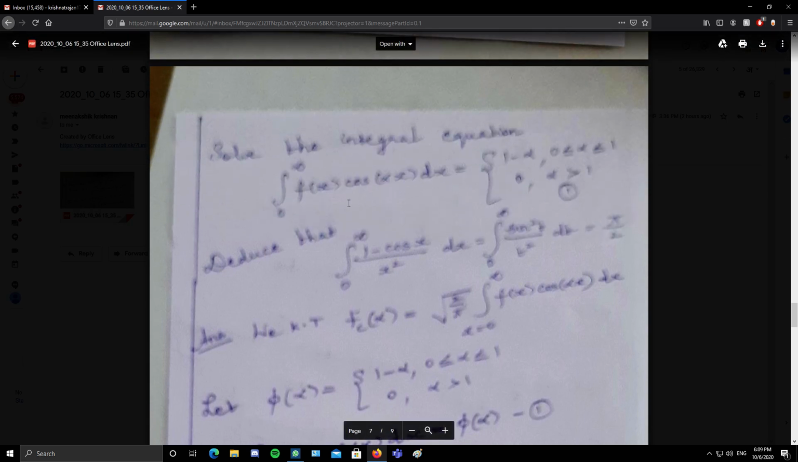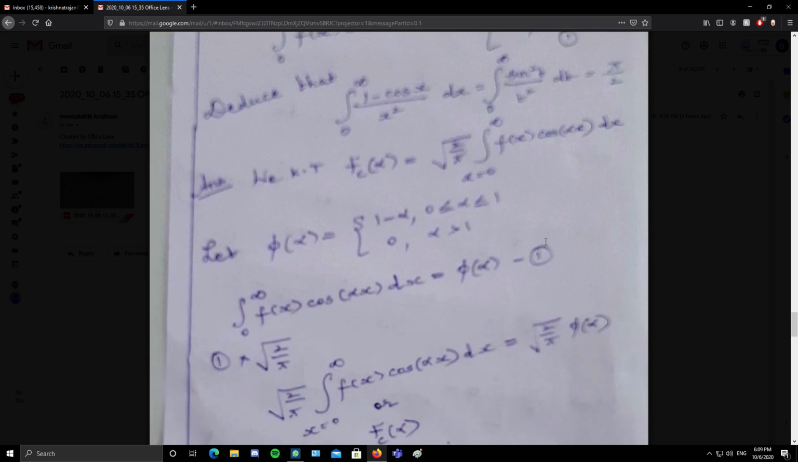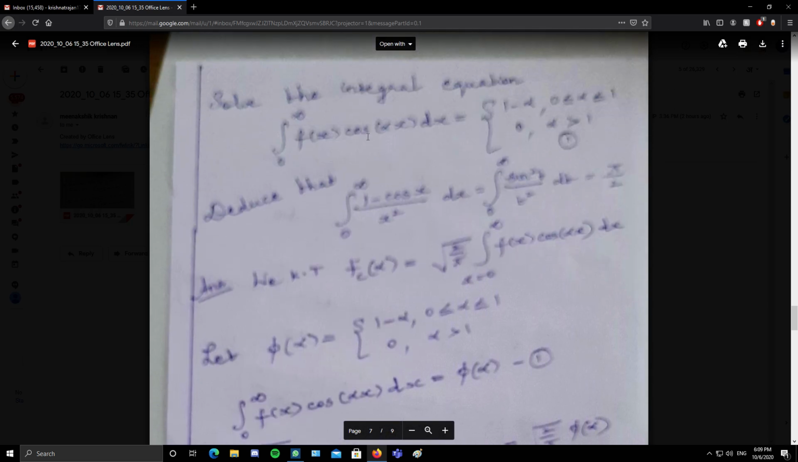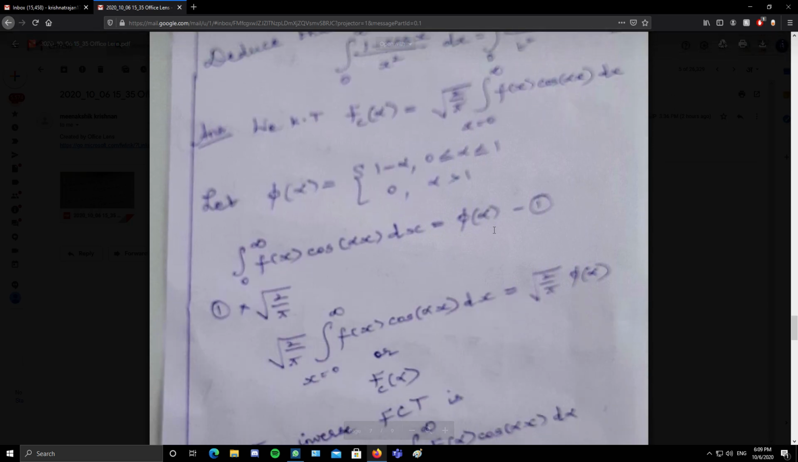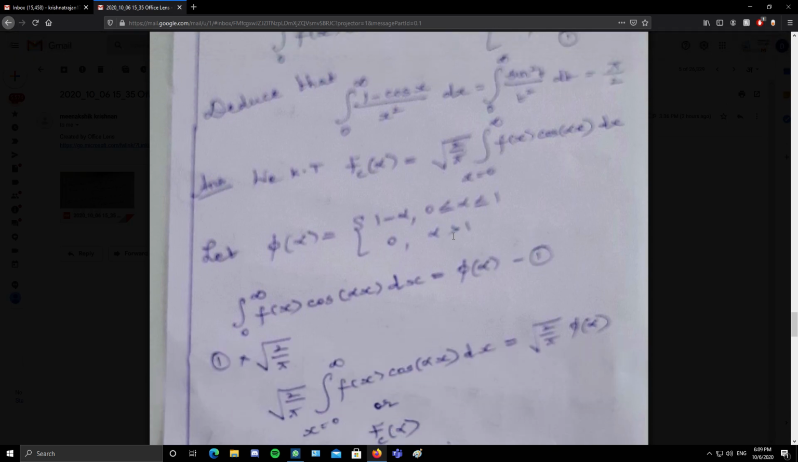So what is the left side now? What is equation 1? Integral 0 to infinity f of x cos alpha x dx equals phi of alpha, which is what I have written here. So the right side is phi of alpha and the left side is equal to phi of alpha. We have rewritten equation 1 as the left side equals phi of alpha.